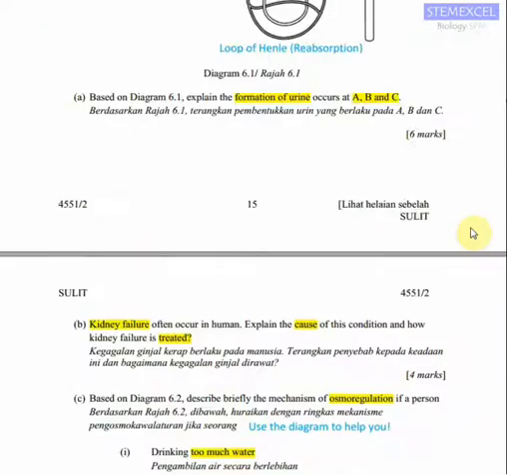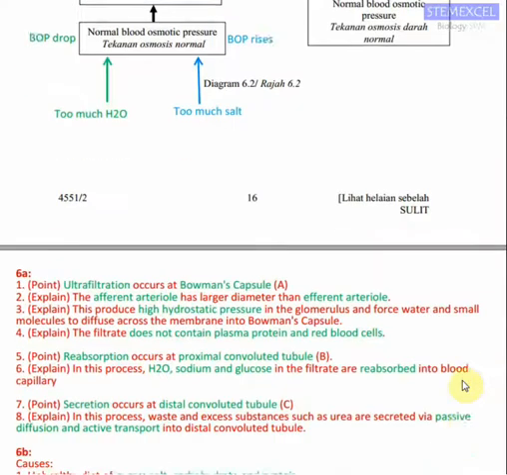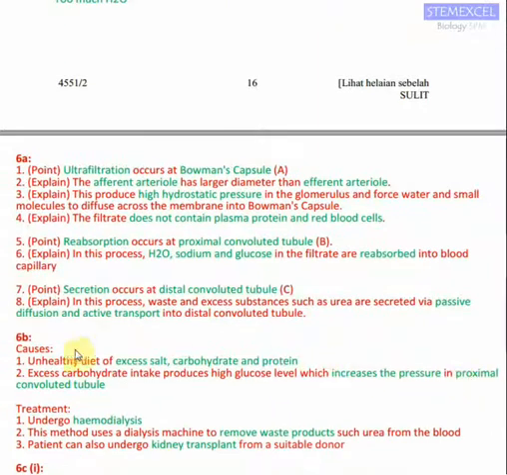Second part of the question says, kidney failure often occurs in human, and you are required to explain the cause of this condition and how this is treated. For this, the 4 marks are allocated. So you can say, for the first part, the cause. So the cause of kidney failure is of course due to excess salt, and as well as carbohydrate and protein. And excess carbohydrate, for example, produces high glucose level, and this will increase the pressure in the proximal convoluted tubule. So this would be the cause.